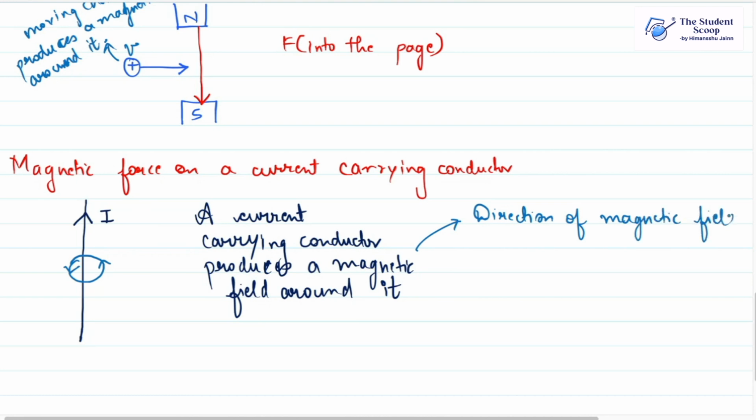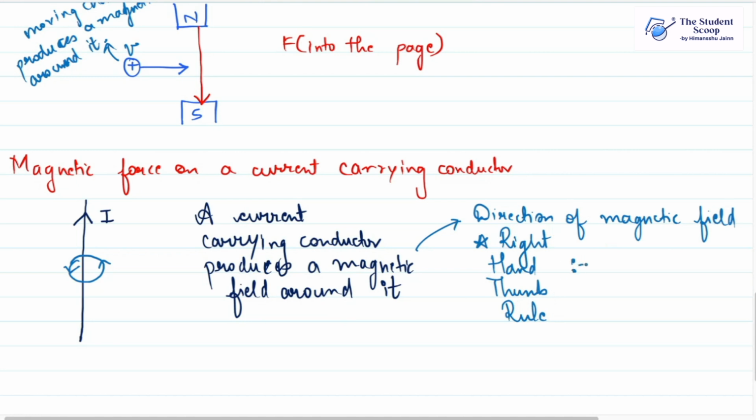Direction of magnetic field. How do I find it? Right hand rule. Right hand thumb rule. See, we haven't introduced the magnetic field for a current carrying wire externally yet. It is having its own magnetic field right now. And we do that using the right hand thumb rule.